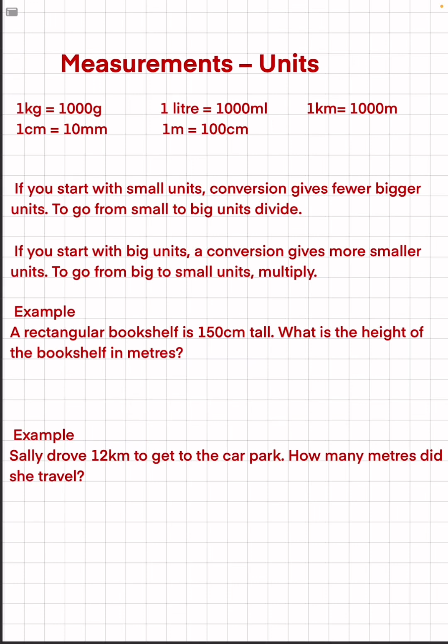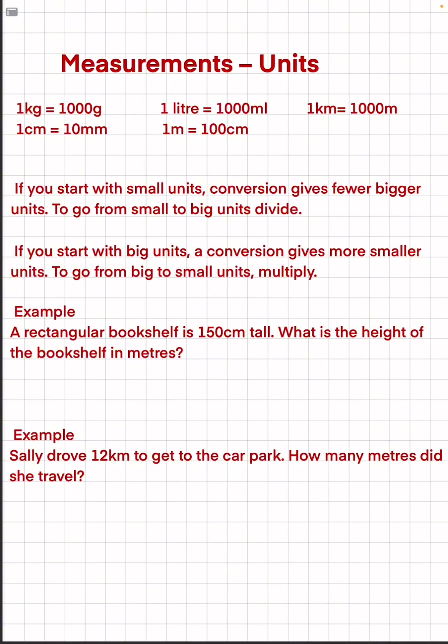The same way milliliters is smaller than liters. If we converted milliliters to liters, it will give fewer bigger units. So 1,000 milliliters equals 1 liter. So to go from small to big units, we divide.